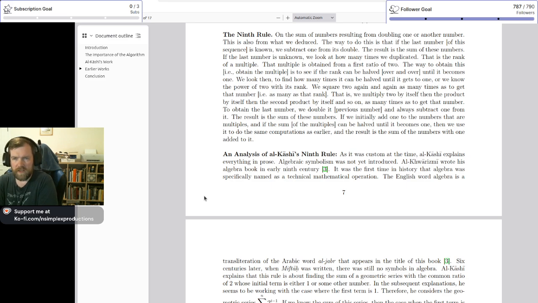We square 2 again and again as many times to get that number, as many as that rank. That is, we multiply 2 by itself, then the product by itself, and the second product by itself, and so on, as many times as to get that number. To obtain the last number, we double the previous number, and always subtract 1 from it. The result is the sum of those numbers. We initially add 1 to the numbers that are multiples, and if the sum of some multiples can be halved until it becomes 1, then we use it to do the same computations as earlier. The result is the sum of the numbers with 1 added to it. Goodness.